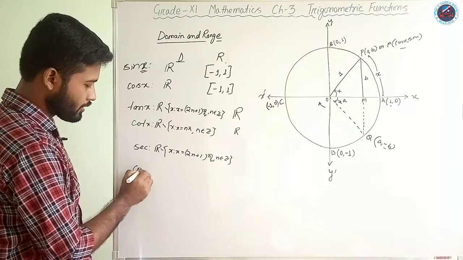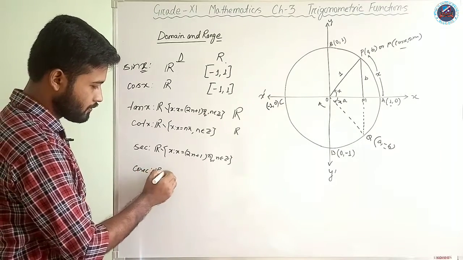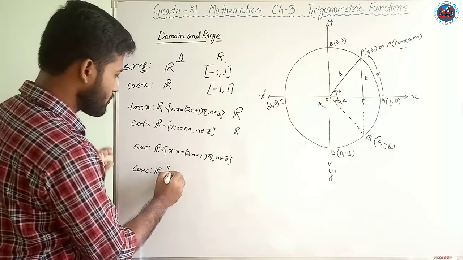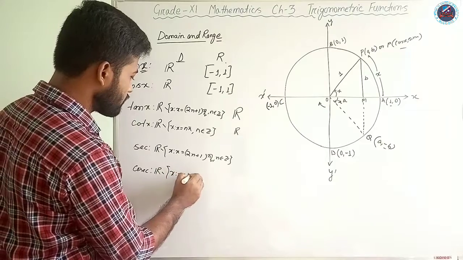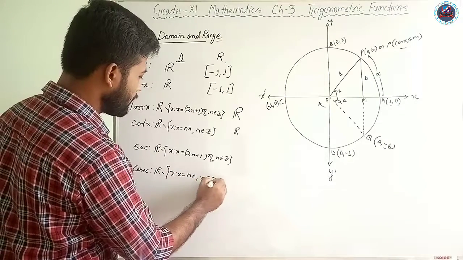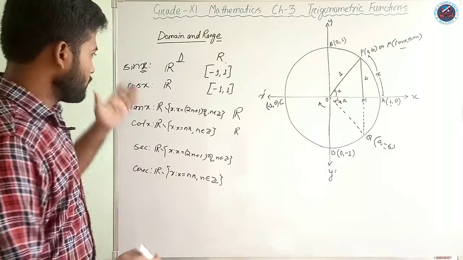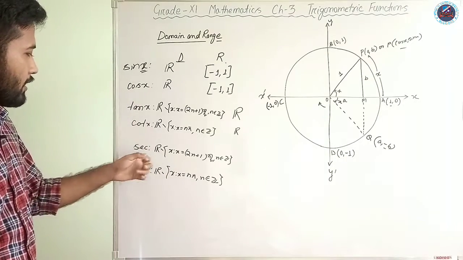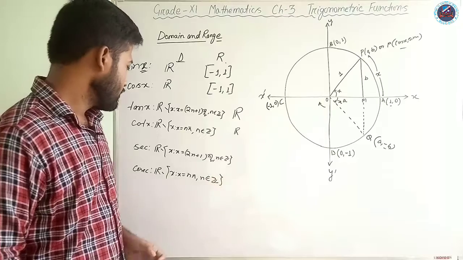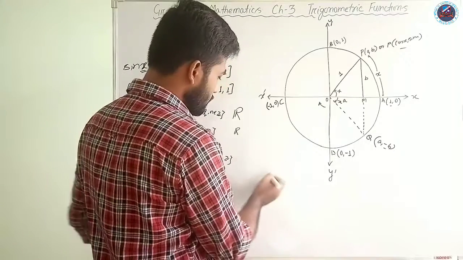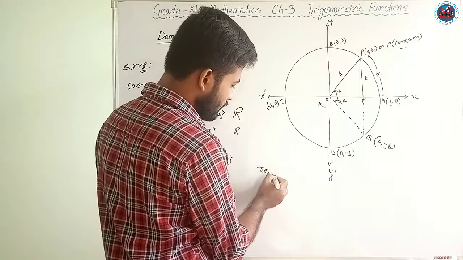And what about cosec? R minus, it will be same as cot. So it will be x such that x is not equal to n pi, n belongs to the set of integers. Okay. So we have got all the domains, and now we are left with the ranges of sec and cosec.